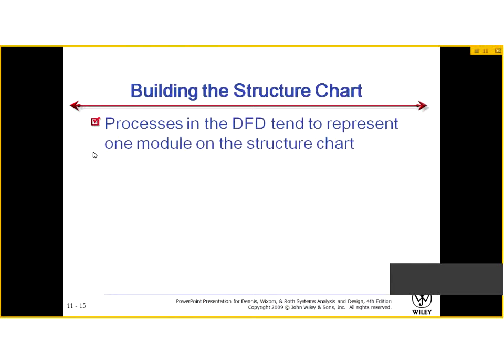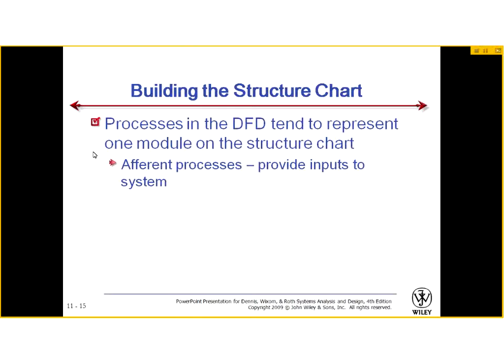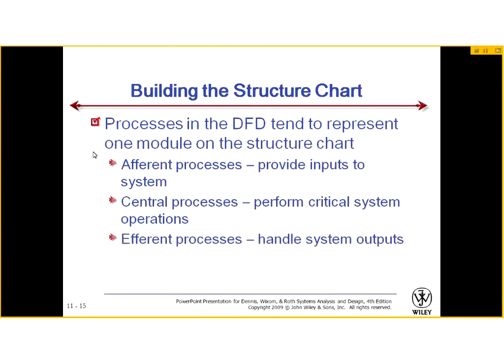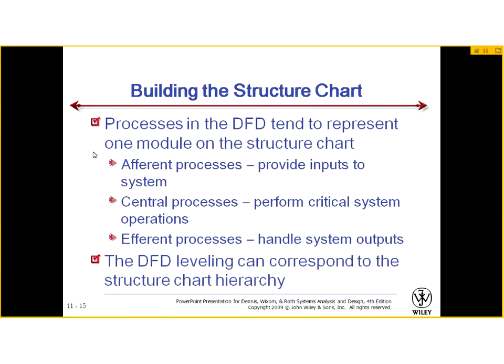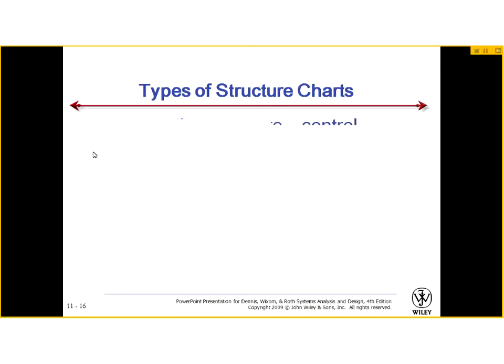Then I told you that the processes in the DFT tend to represent one module on the structure chart, and there are some afferent processes, central processes, and efferent processes. So afferent are the ones which provide input to the system, central are the ones which perform critical system operations, and efferent are the ones which handle system outputs.